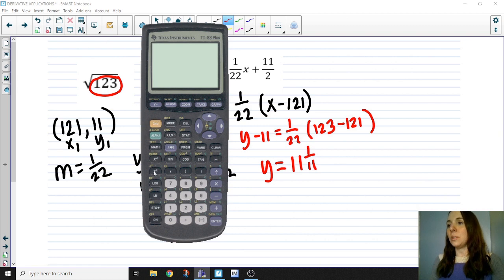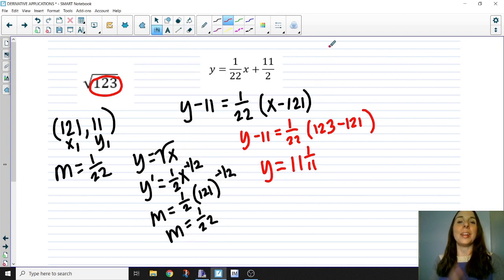Okay, first let's do the square root of 123. Okay, next let's do 122 over 11 as an improper fraction. Look at how close we are. Oh my gosh, to the thousandths place close. Yay, we did it. And that is called linearization.